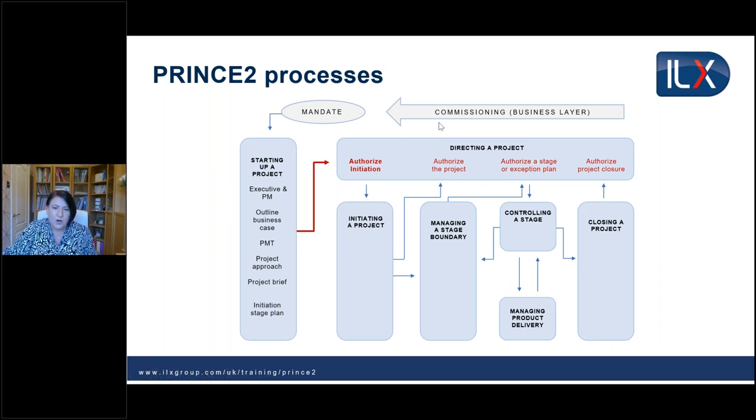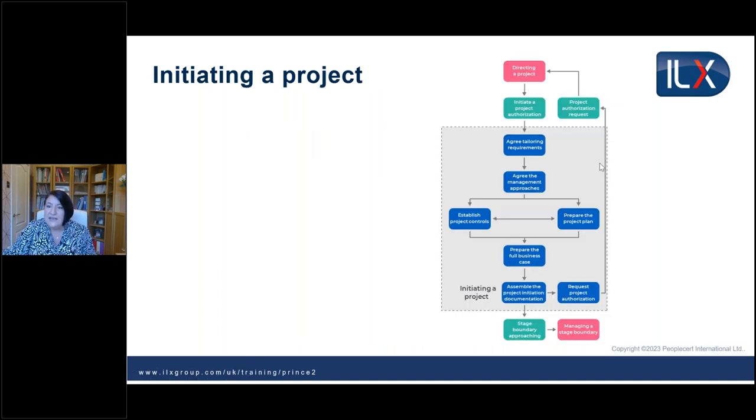So from starting up a project, the key outputs there are the project brief, which is the documentation bringing all of this together, and the plan for the initiation stage. And we need to take that to the next process, directing a project. Directing a project is where the project board make all of their decisions. So the first decision that they are making is to decide whether to allow you to go into initiation. If they authorize initiation, that will then allow us to go into the next process, initiating a project. So let's go and have a look at that one. Now, initiating a project, again, is made up of a number of different blue activities here.